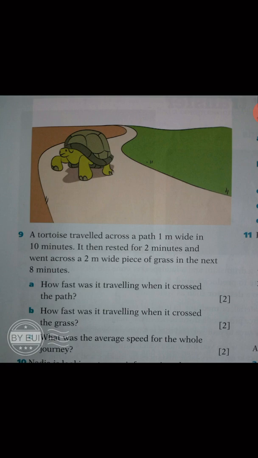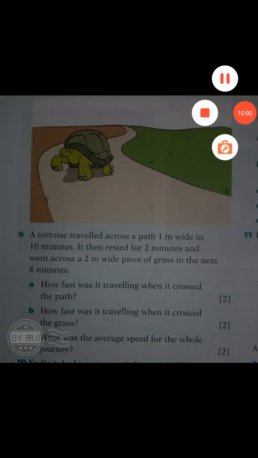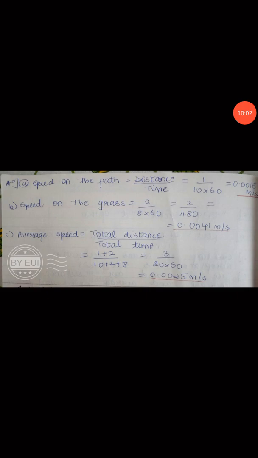So the first question is question 9a. How fast was it traveling when it crossed the path? Here, how fast means you have to find the speed of the tortoise. So the speed of the tortoise on the path will be, the formula for speed is distance divided by time. Distance is 1 meter, so 1 upon time, and the time is given in minutes.